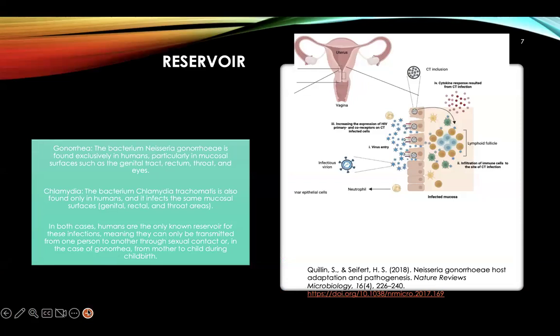The reservoir. Gonorrhea is found exclusively in humans, particularly in mucosal surfaces such as the genital tract, rectum, throat, and eyes. Chlamydia is also found only in humans, and it affects mucosal surfaces like the genital, rectal, and throat areas. In both cases, humans are the only reservoir for these infections, meaning they can only be transmitted from one person to another through sexual contact, or in the case of gonorrhea, from mother to child during childbirth.